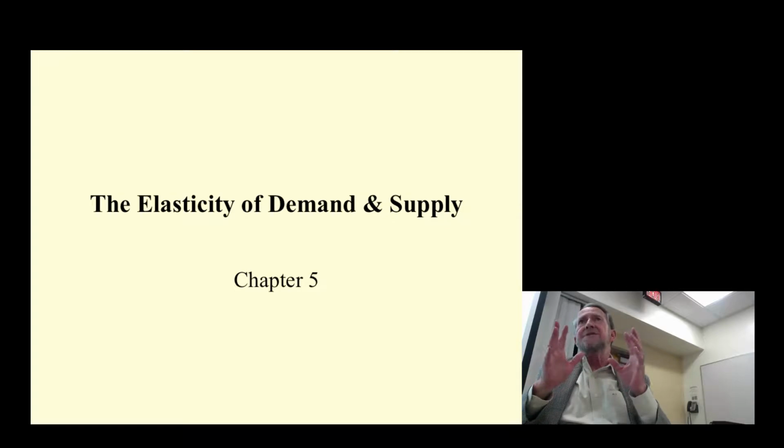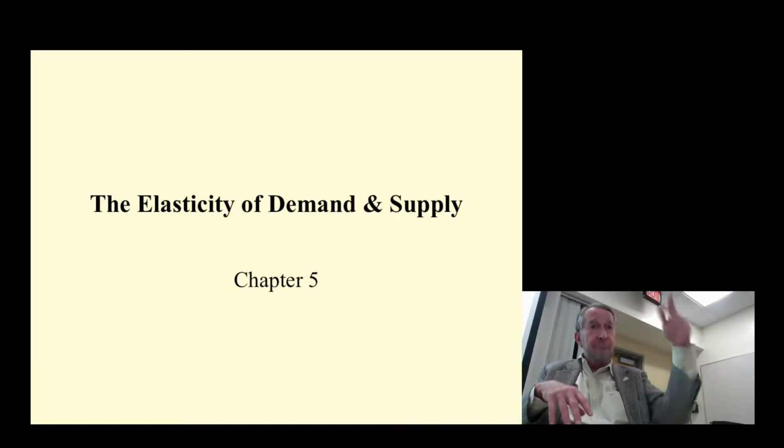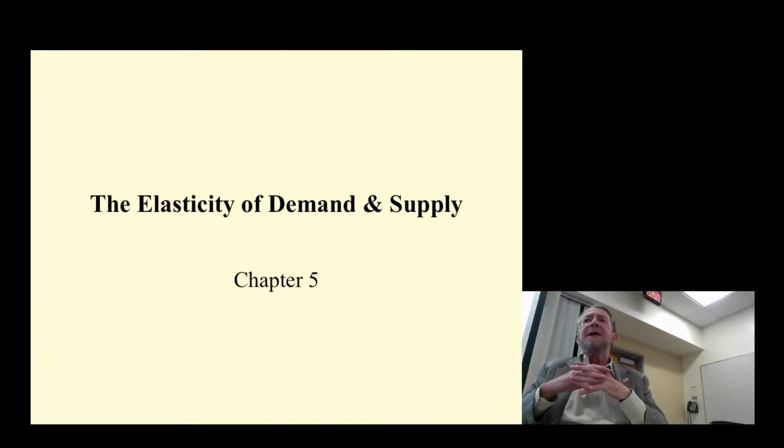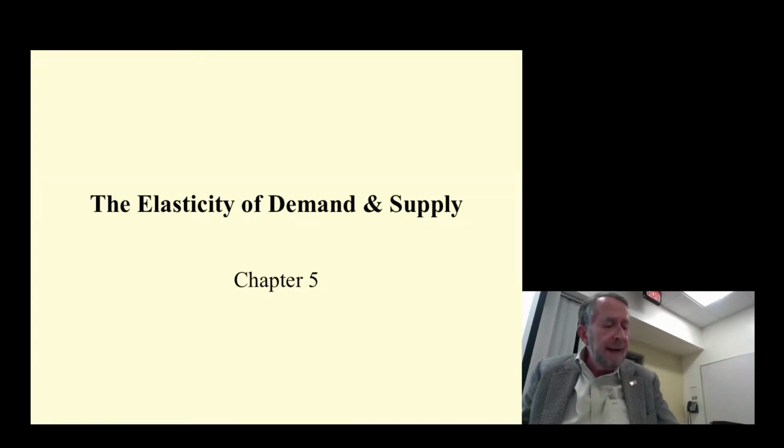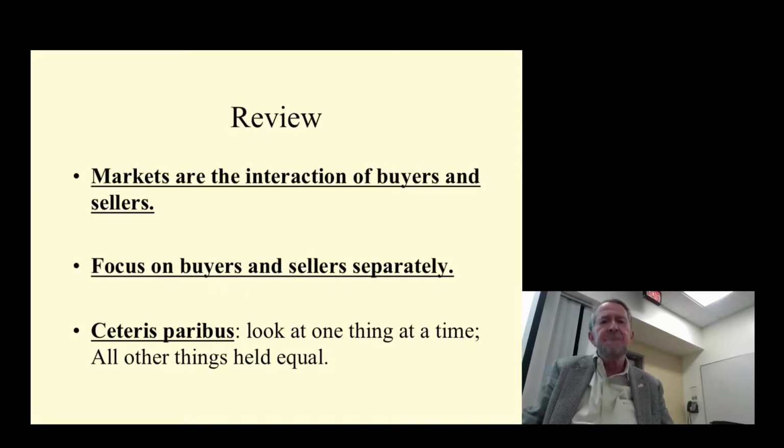And it is the next logical step in understanding the interpretation of markets and the interaction of demand and supply, because we know if demand increases, price goes up and quantity goes up, and if supply decreases, price goes up and quantity goes down. But the next logical question is, by how much does price change, or by how much does quantity change when there's a change in one of those variables?